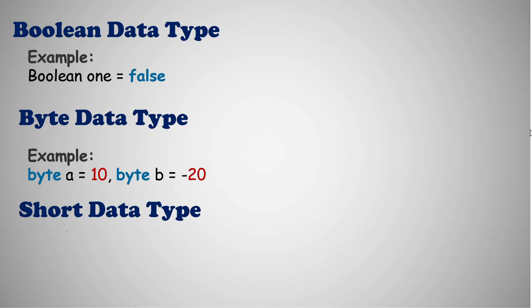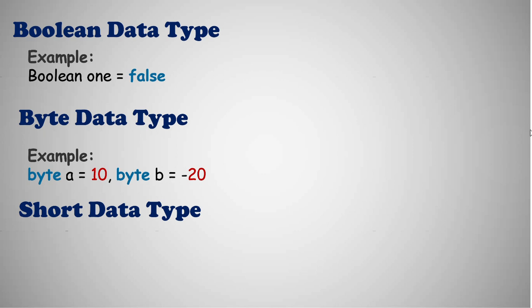Short data type is a 16-bit signed two's complement integer. Its value ranges between minus 32,768 to plus 32,767 inclusively. The minimum value is minus 32,768 and the maximum value is 32,767. Its default value is 0.